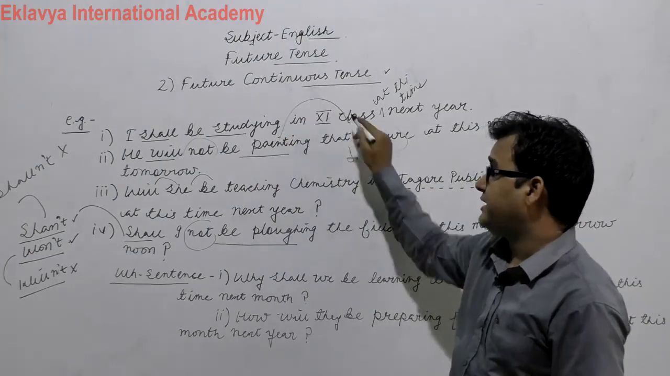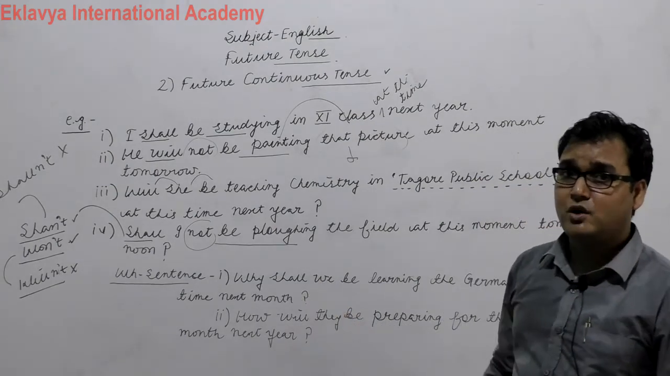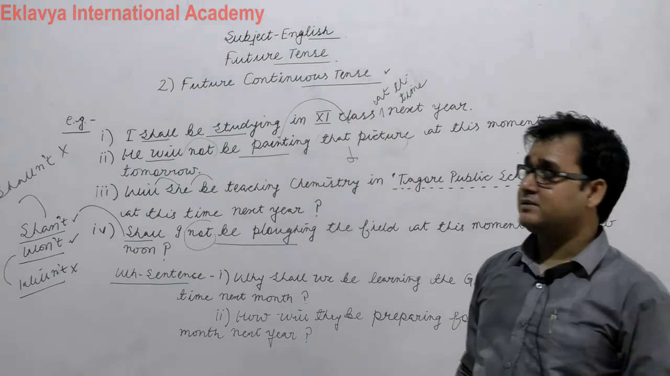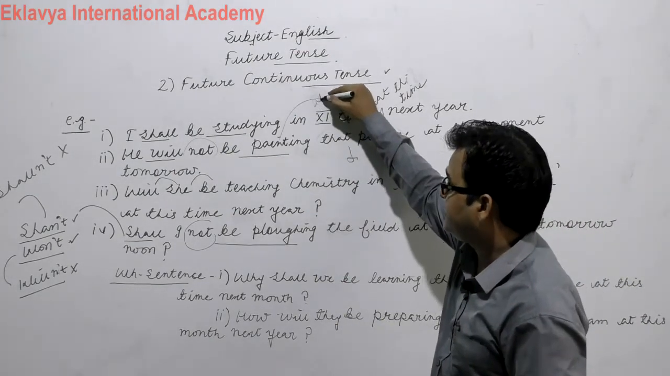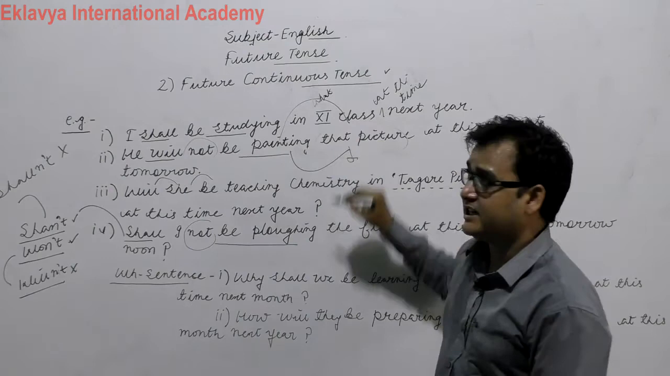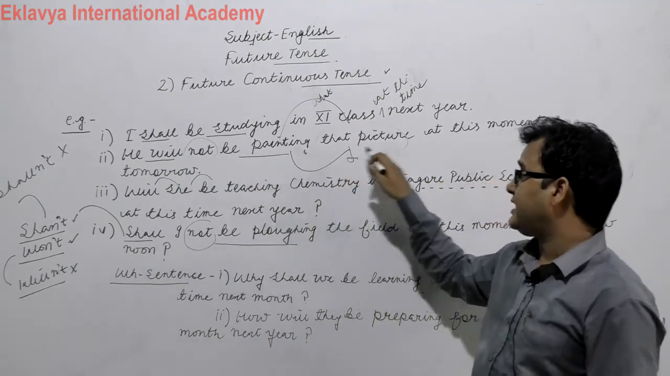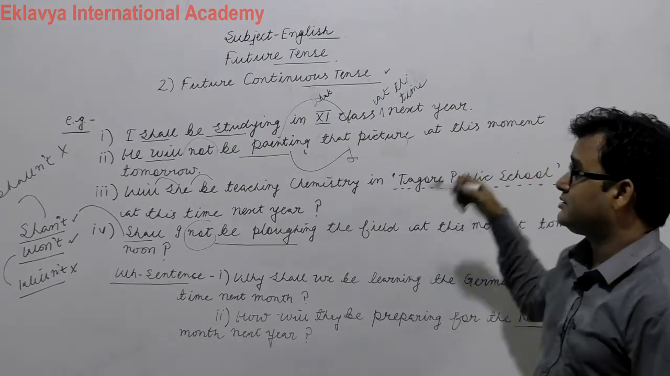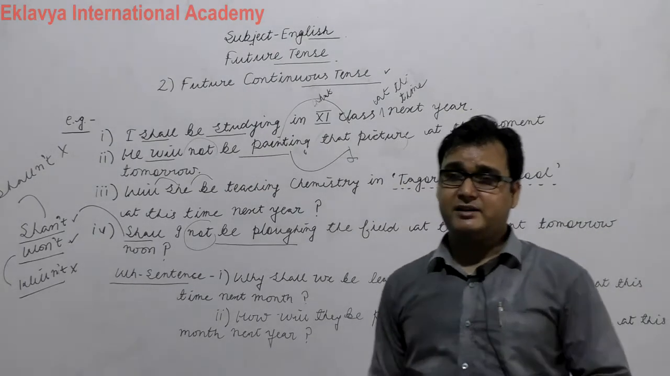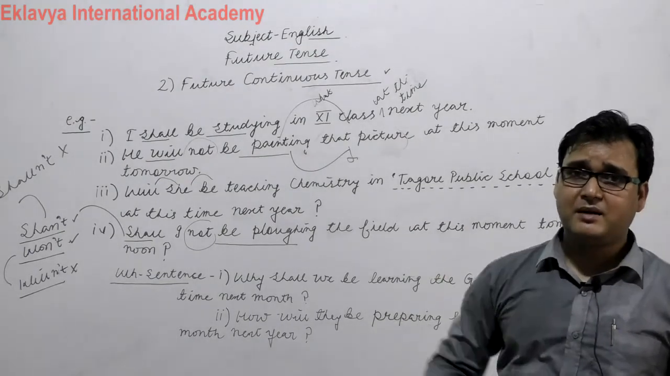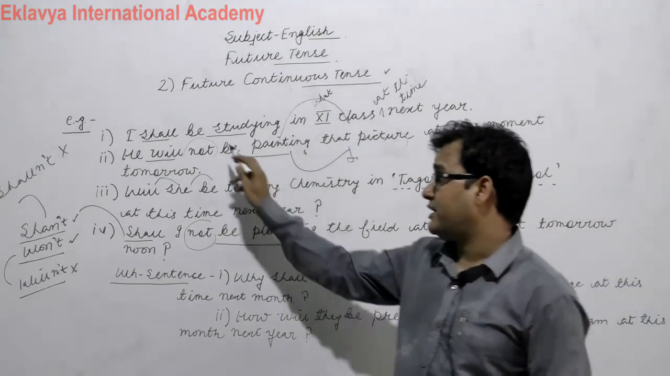Painting what? So when we ask a question of what from the main verb, your answer will be the object. जब main verb से आप सवाल पूछेंगे what, तो answer is that picture. That picture is an object. So he will not be painting that picture at this moment tomorrow. कि इस क्षण जो है, इस moment जो है, कल वह उस picture को paint नहीं कर रहा होगा. Paint means colored करना, paint करना. तो the given example is of a negative, not mention किया.